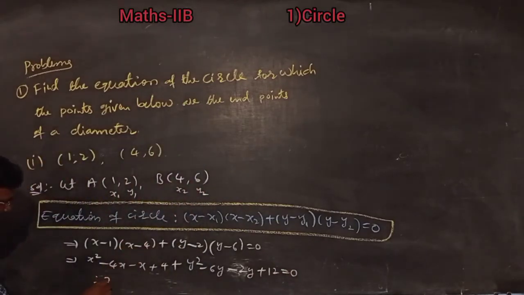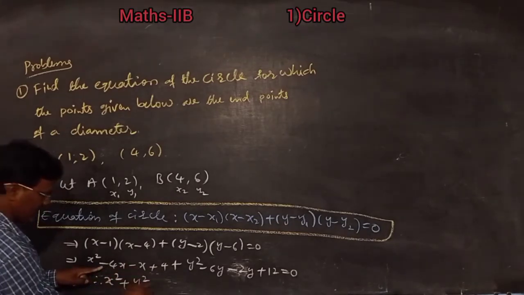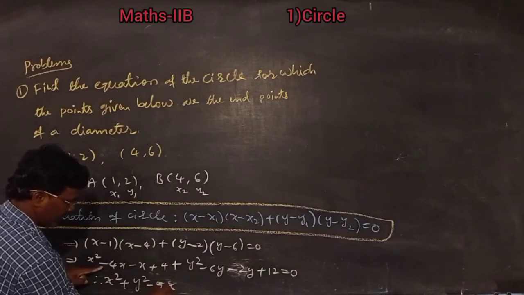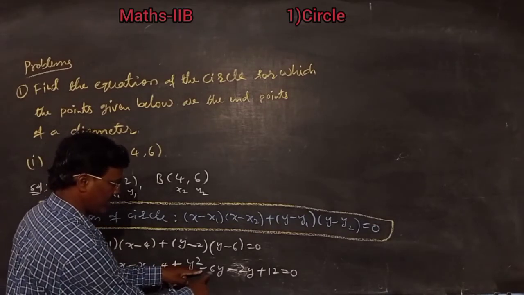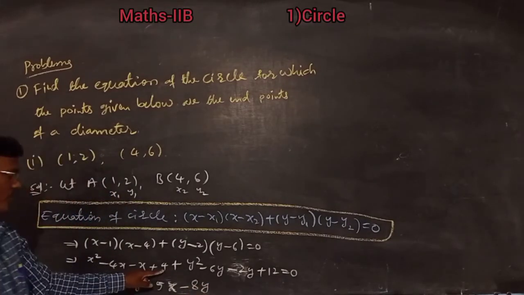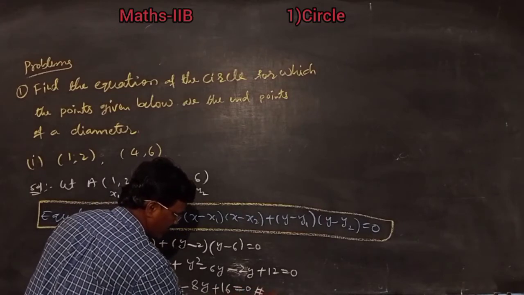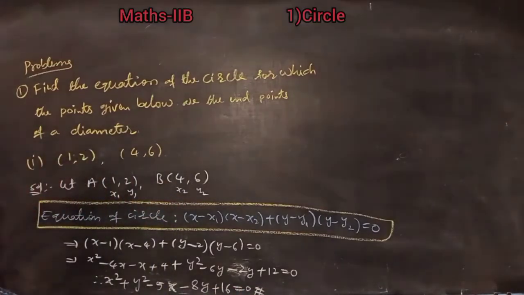So therefore we get here x square plus y square, so minus 4x minus x, minus 5x, next minus 6y minus 2y, so minus 8y, so 4 plus 12, that is 16, is equal to 0. So this is the equation of circle.